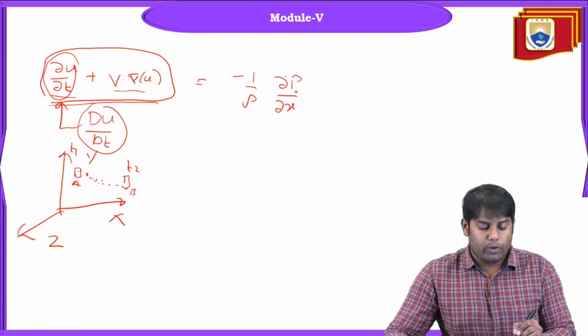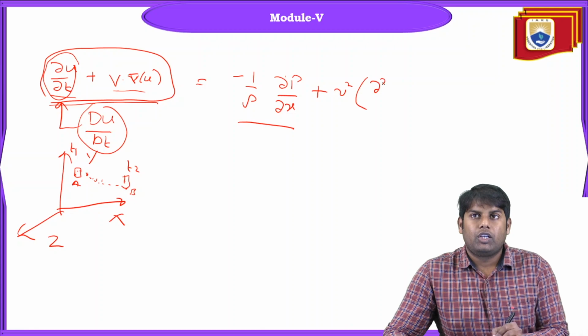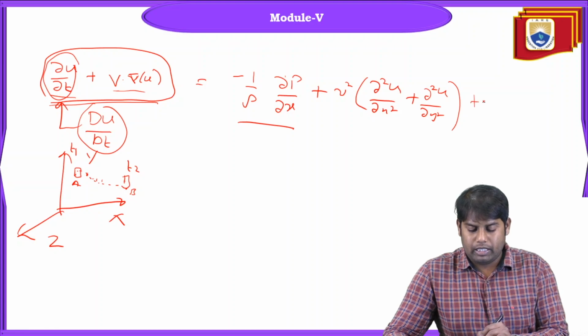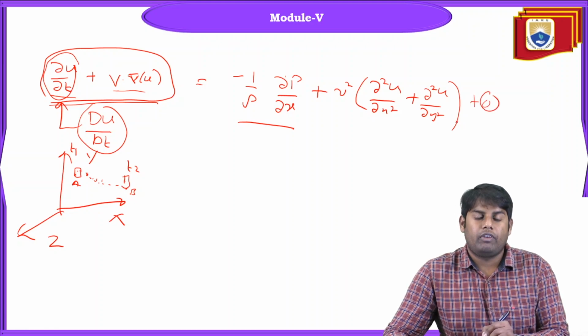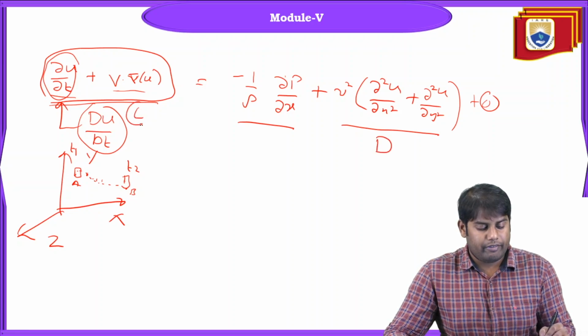The first term on the right corresponds to the pressure gradient term, plus you have mu into dou square u by dou x square plus dou square u by dou y square. If you don't have any body force term, that will be 0 here. So this is basically the diffusion term, and this is the convection term.